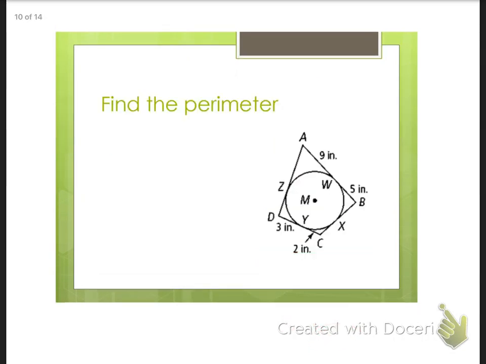Okay, finding the perimeter, we add up all the sides. It said in one of our previous rules that tangent lines should be congruent. So if I've got 2 tangents touching my circle, that's 9 and 9. 2 tangents, 3 and 3. 2 and 2. 5 and 5. Then we just add them. 9 plus 9 plus 5 plus 5 plus 3 plus 3 plus 2 plus 2. And we get 38, and since it's perimeter, inches.